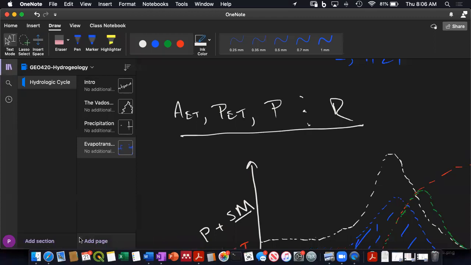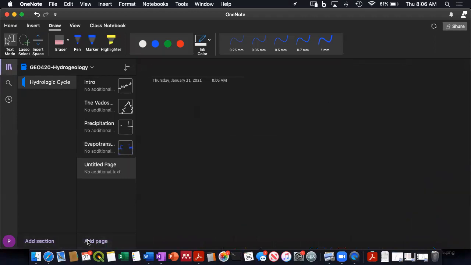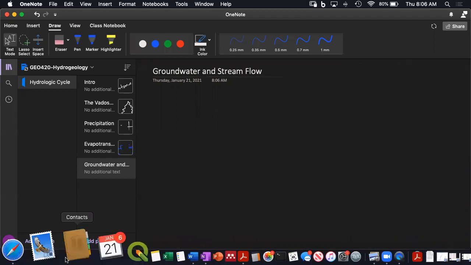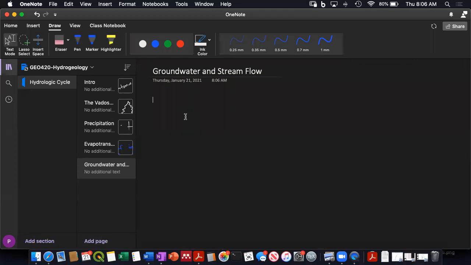Okay, so we're going to start off and think about groundwater's role in stream flow. And I want to start this conversation off with taking a minute here to ponder a question. And my question is this: why is the Clark Fork River still flowing?